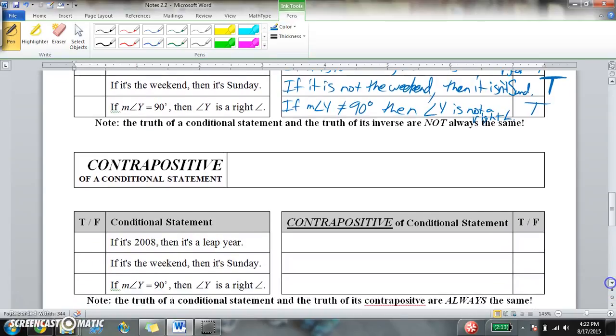So last thing, the contrapositive. So we've talked about converse, inverse. Now what's the contrapositive? So a contrapositive is where we do both things. So we're going to switch and negate the hypothesis and conclusion. So we're going to do both things, a combination of both things that we just did.